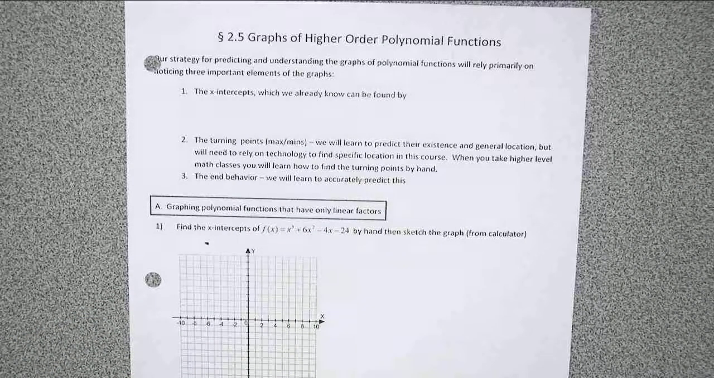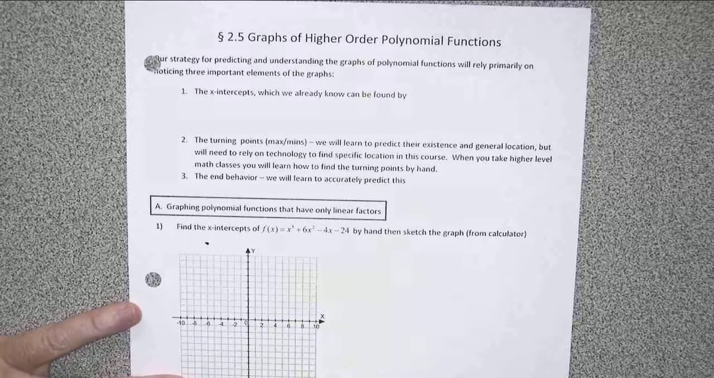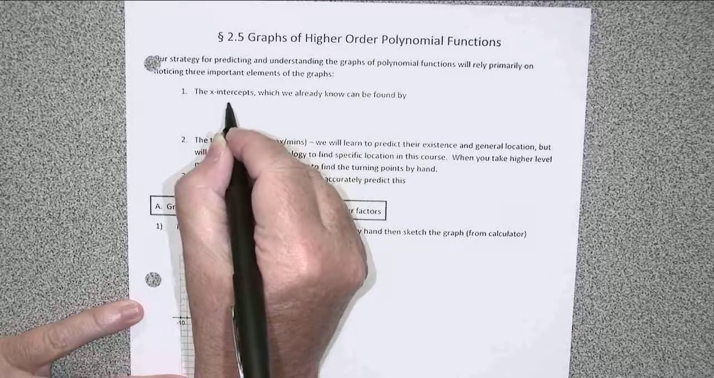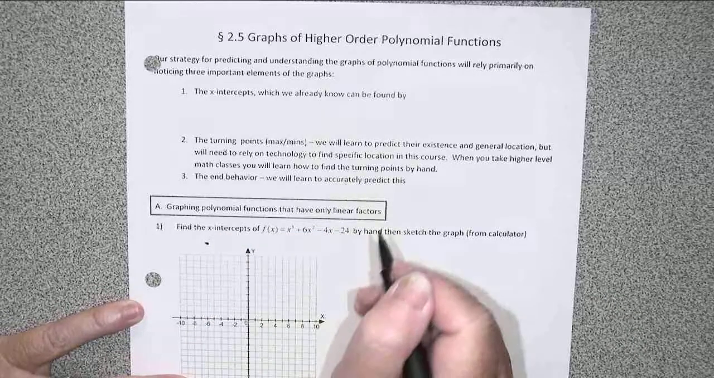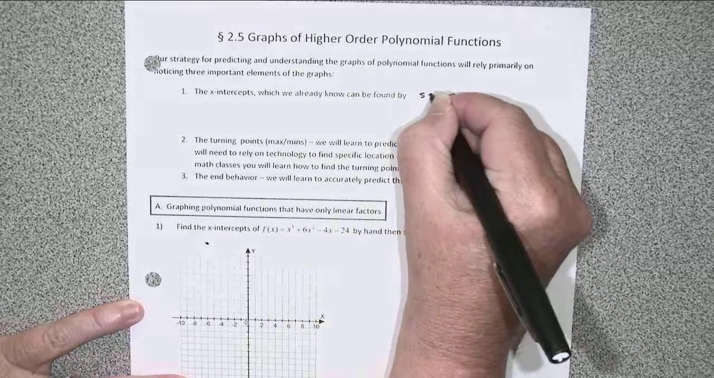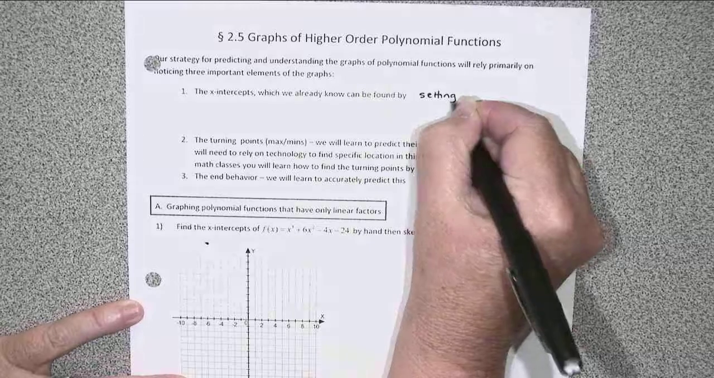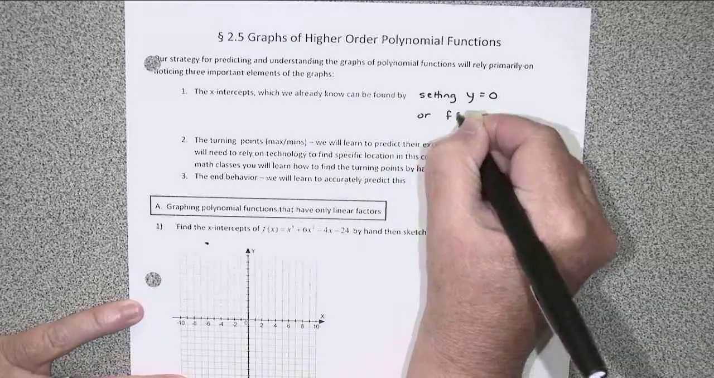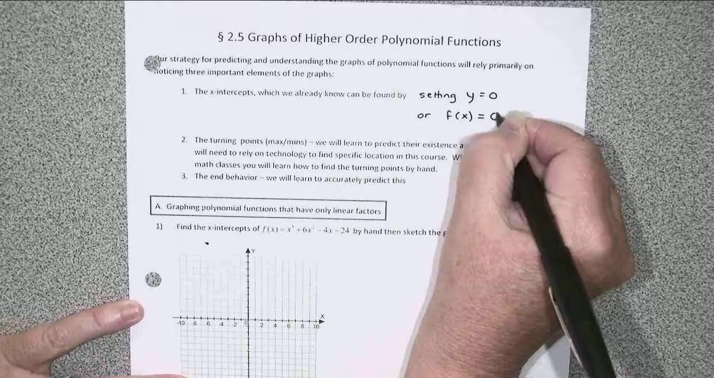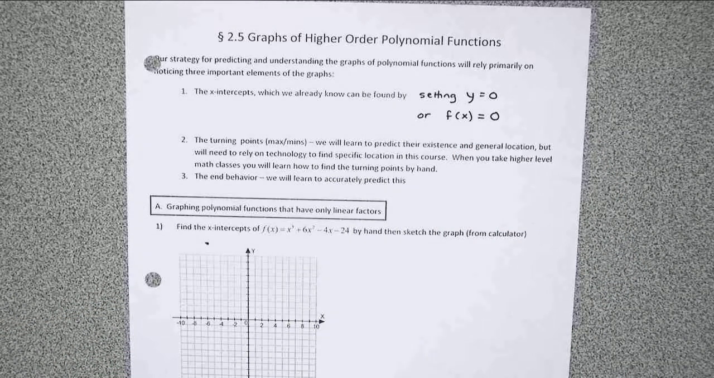For predicting and understanding graphs, there are really three primary things that we're going to focus on in this class. First of all, the x-intercepts. We already know that we can find x-intercepts by letting y equal 0, or we could also think of it as f of x equal to 0. And in the last section, we just finished talking about a bunch of different techniques for solving those equations.